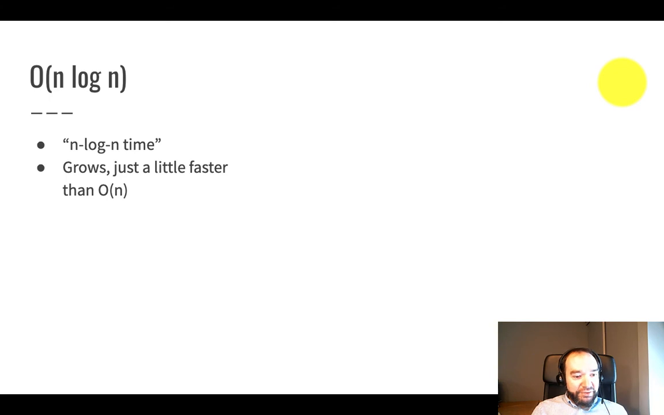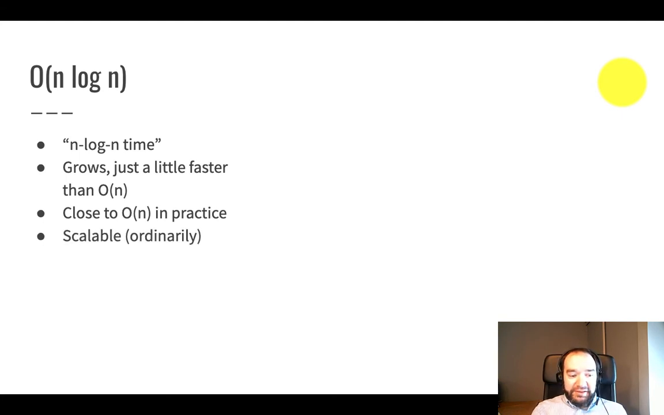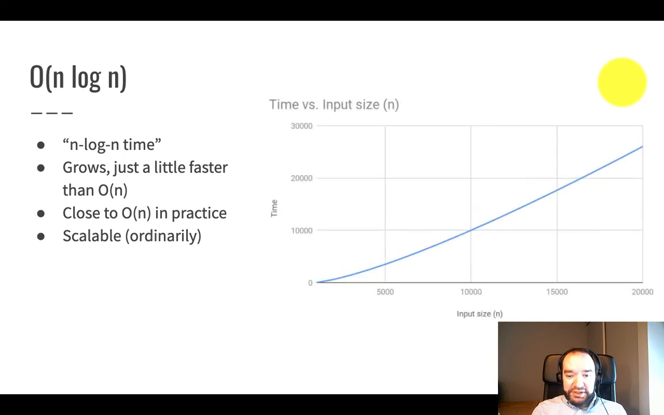N log n does grow. It's n multiplied by log n. Both of those are growing expressions. So this does grow, but a little faster than big O of n, but not a lot faster than big O of n. And it's close to big O of n in practice. Just like big O of log n is close to big O of 1, big O of n log n is pretty close to big O of n in practice. And this is normally considered a scalable operation to perform.